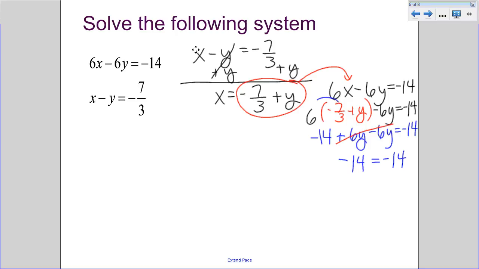Well, my question to you is going to be this. Does negative 14 equal negative 14? That's a true statement, which means this is infinitely many solutions, because that's true. If it's a false statement, then I pick no solutions, just like back in chapter 3. The reason that everything canceled out here, ladies and gentlemen, is because they were the exact same equation. And remember, the exact same equation meant it had the same m and the same b value, so those were our infinitely many solutions.